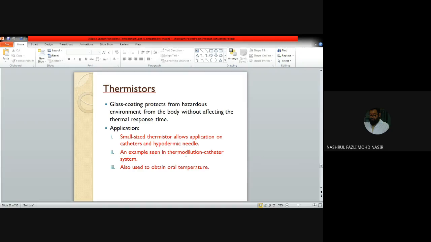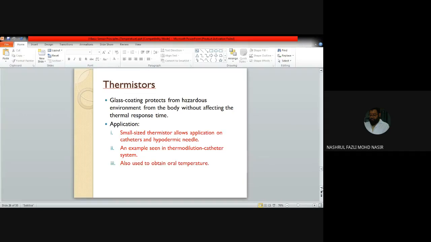So you can see it in thermodilution catheter systems. And then you can also use it for the oral thermometer, the typical oral thermometer that I think we saw at the beginning of the lecture. So this is one of the applications that you can use. We don't have much after this.